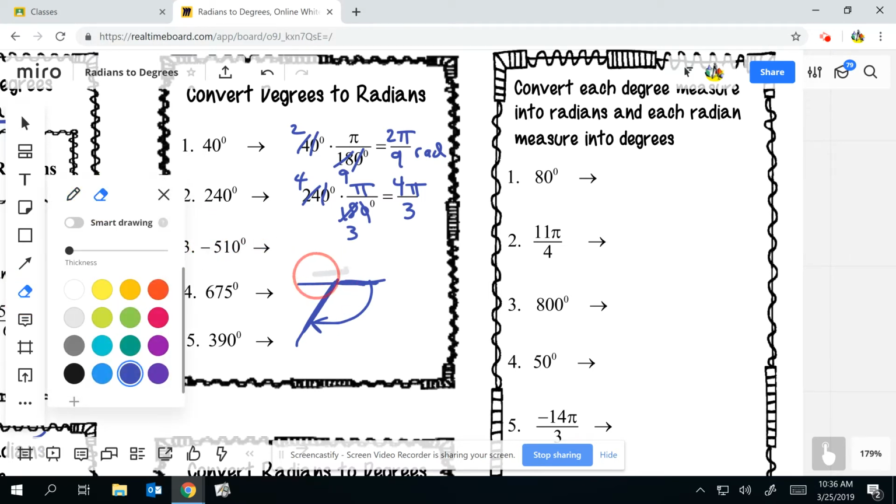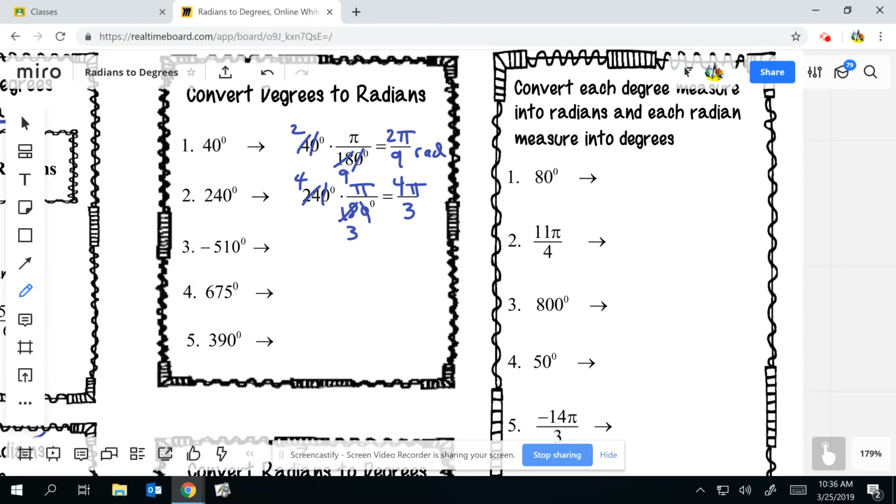What we want to do is convert that to radians. So we want to take the negative 510 and we want to multiply it by pi over 180. We want to go to radians, so radians has to be on top. Get rid of the zeros again because those are dividing by 10. 51 and 18, you can divide them both by 3. So you'd end up with a 17 and a 6. So negative, don't forget the negative, 17 pi over 6.